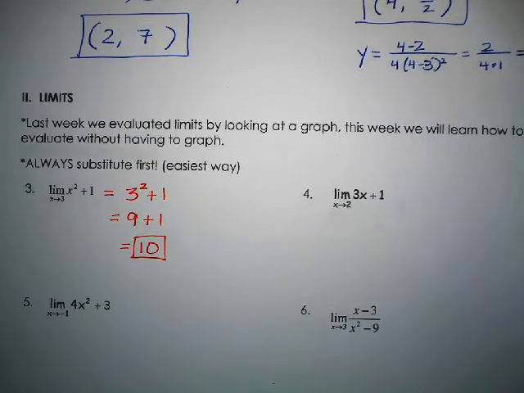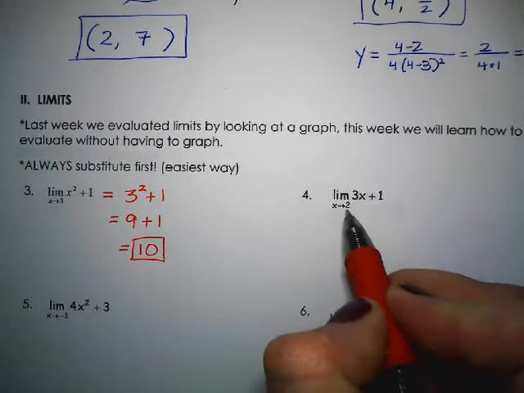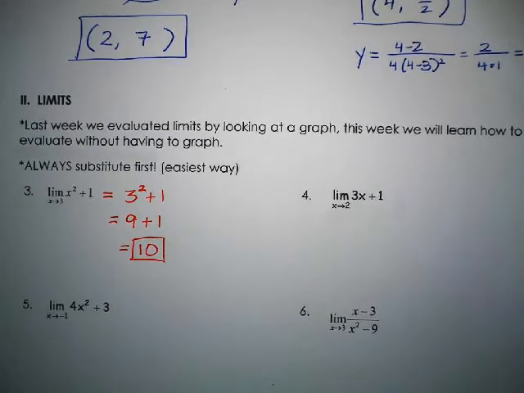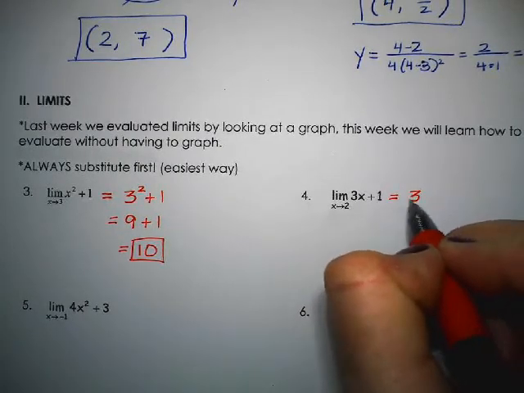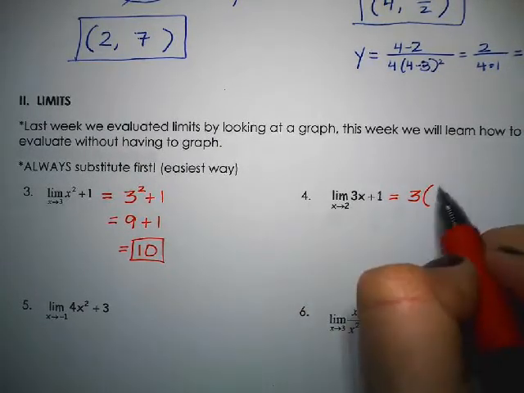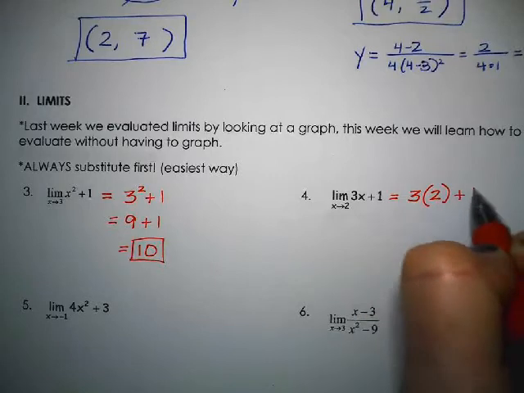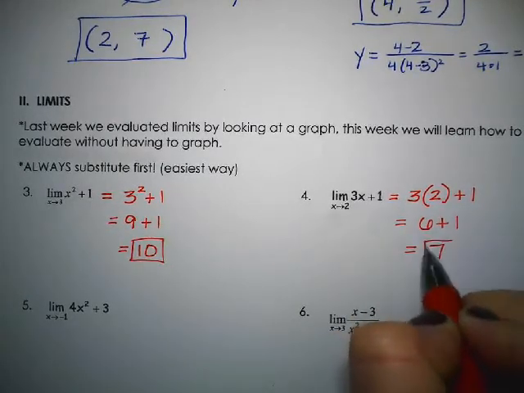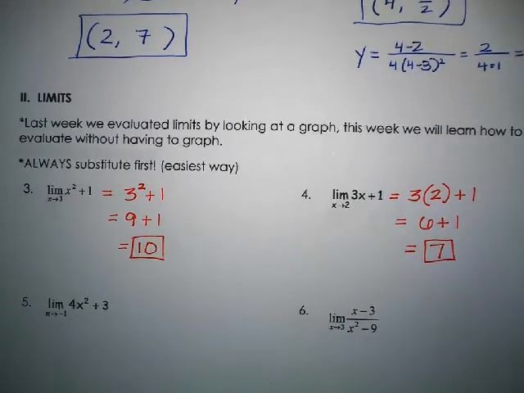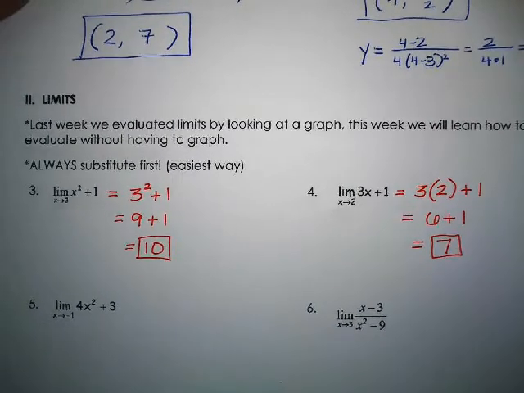Okay, let's try number 4. Same idea here, it's the limit as x approaches 2 of 3x plus 1. So where I see x, I'm going to substitute in 2. 6 plus 1 equals 7. Try to keep your work nice and neat. When you make it to calculus, your work is where you're going to get credit. Your final answer is usually worth very little. It's all your work along the way. So get in the habit of showing nice, neat work.